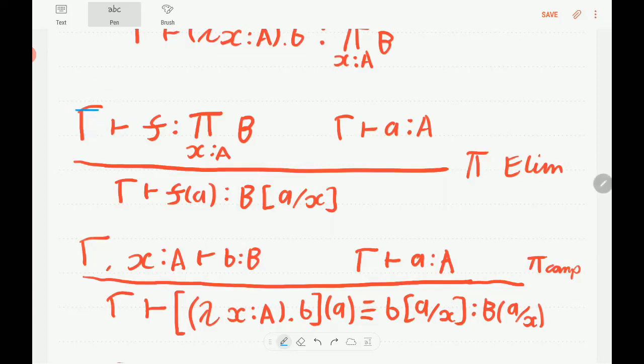So basically, if in our context gamma we have a dependent function f, and we have a value little a, then we can apply this function to this input little a, and that gives us f of little a, and that's going to be of the type that we get if we take this type capital B and replace the variable x with a little a. And this makes sense because it's basically just saying that if we apply this dependent function f to this input little a, then we're going to get a member of the type which is indexed by that little a.